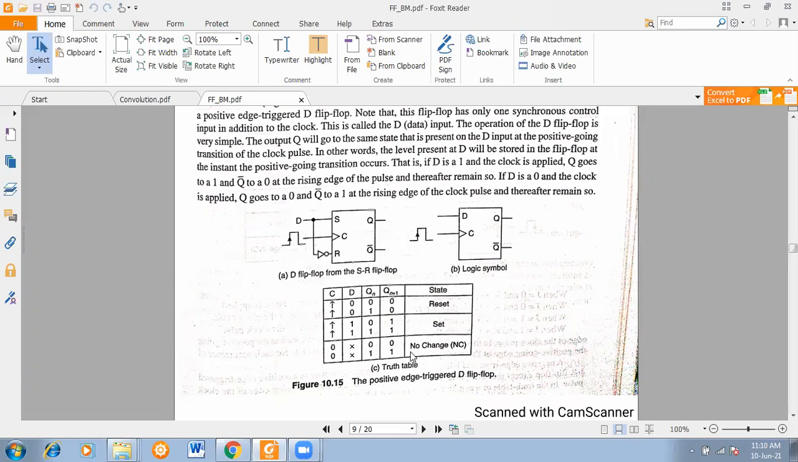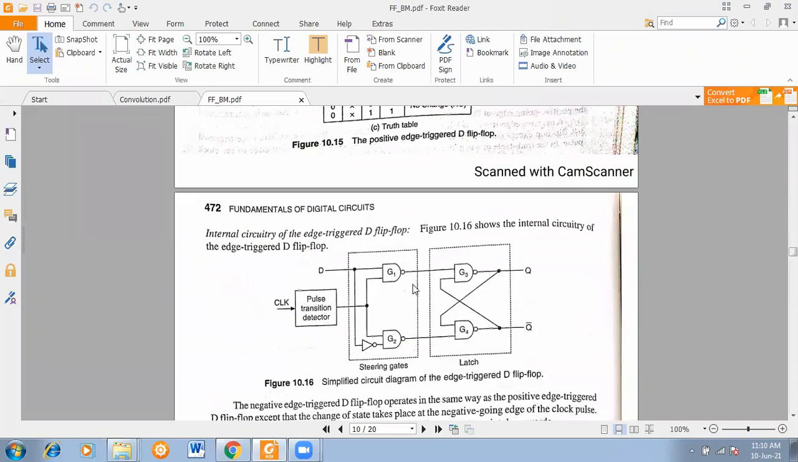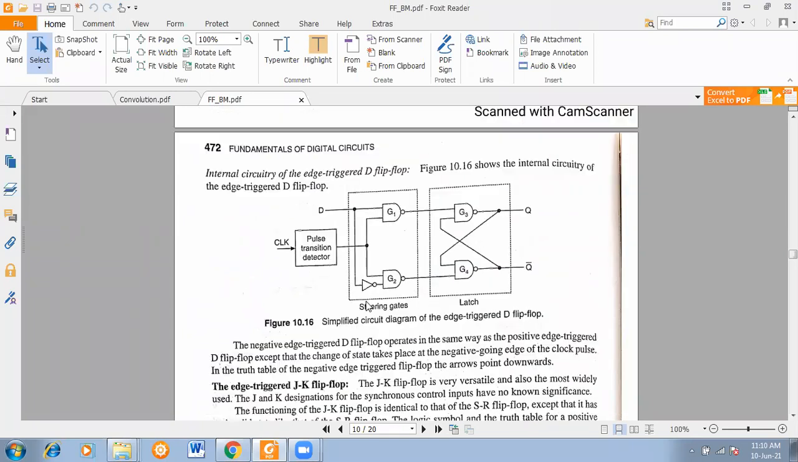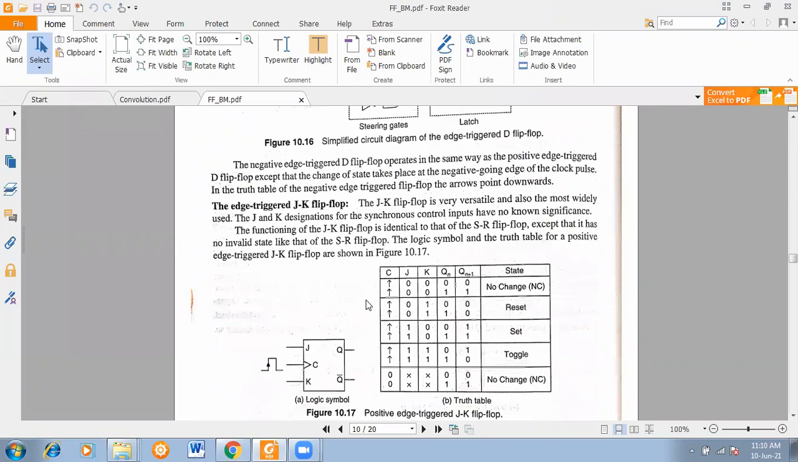So what is the benefit of using edge trigger rather than level trigger? That will be discussed later on. There must be some advantages of applying edge trigger rather than level trigger. When we study the JK flip flop, it will be more clear. So this is also the simplified edge trigger D flip flop, which we have already discussed. Now we'll move to the JK flip flop.